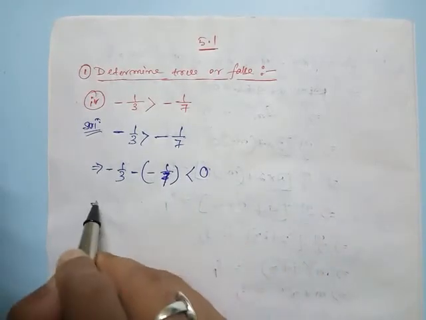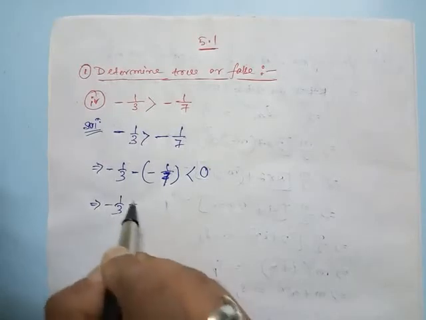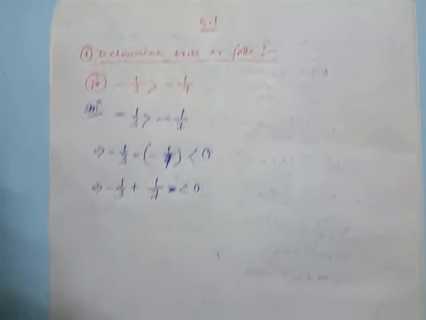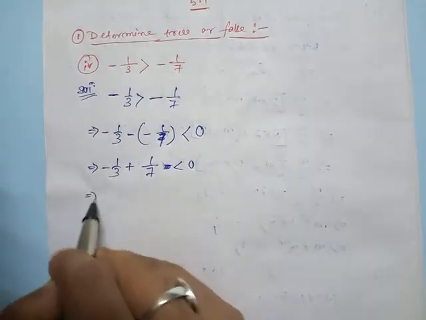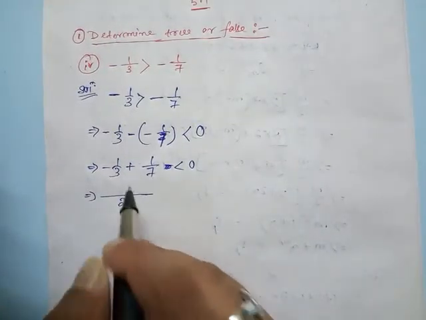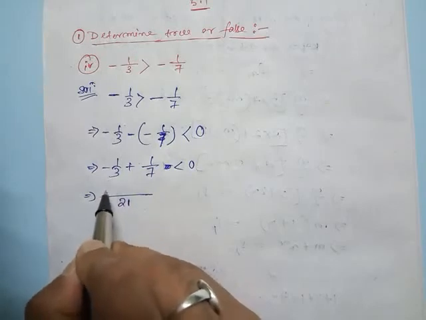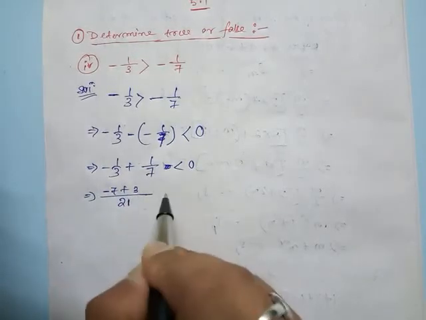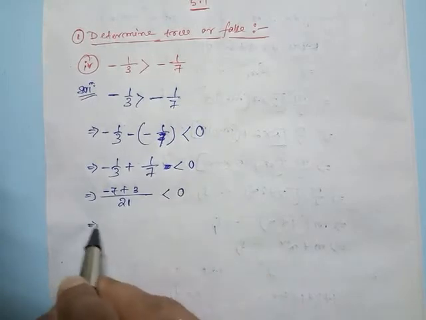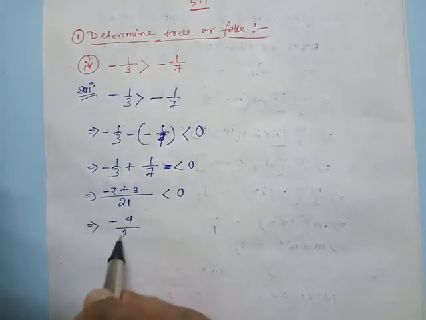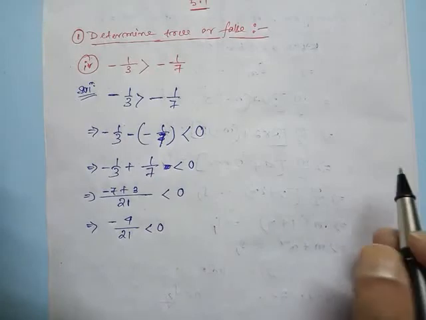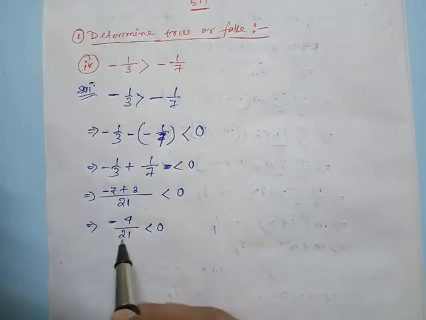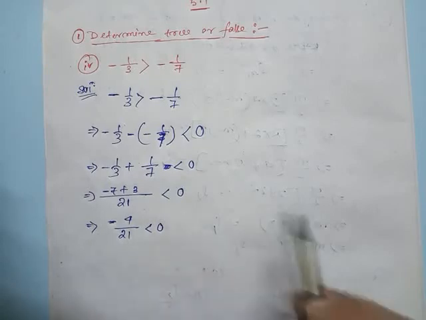Now just after that, minus 1 by 3 plus 1 by 7 less than 0. Now after that, if I take the LCM, the LCM would be 21. Now 21 divided by 3 is 7, and 21 divided by 7 is 3, so less than 0. So here the answer would be minus 4 by 21 less than 0, which is the actual answer. Minus 4 by 21 means a negative value less than 0, it is true.